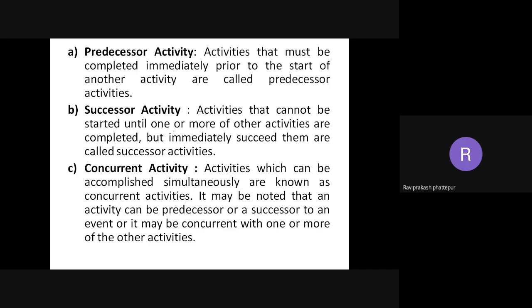The plumber will be doing his work in the designated place. The carpenter will be doing the cupboards and all the finishing. The electrician will be doing his part. The painter will be doing his part, but all are moving at a simultaneous rate. So this is called a concurrent activity, where two or more activities are happening simultaneously.